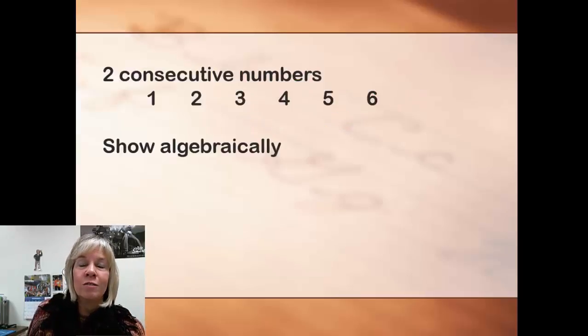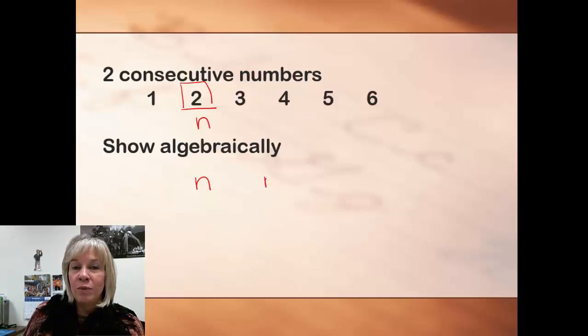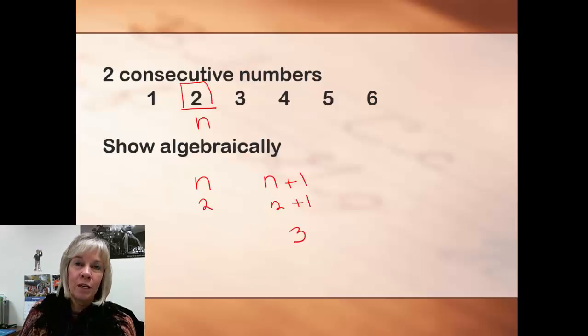The next thing we want to talk about are consecutive numbers. Consecutive means one right after the other. For example, 1 and 2 are consecutive, 2 and 3, 3 and 4. Those are consecutive numbers. But let's write this algebraically. Let's start with 2. If 2 is our number n, the next number would be 3. So if n represents 2, 3 would be n plus 1, which if this is 2, this would be 2 plus 1, which is 3. So if we want to talk about a number, n, the next number would be n plus 1.